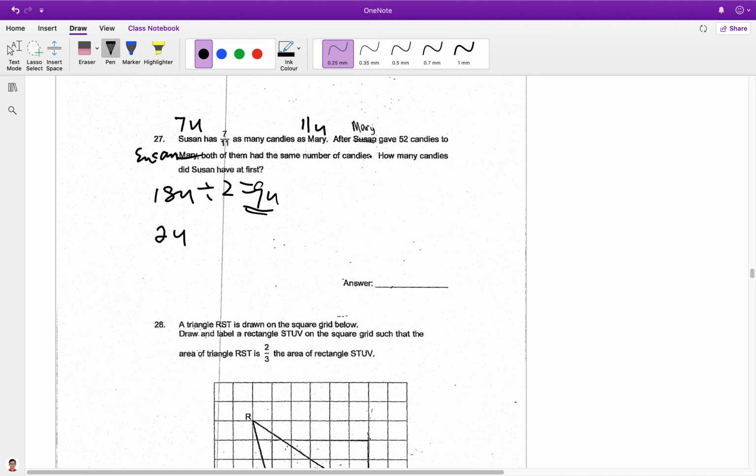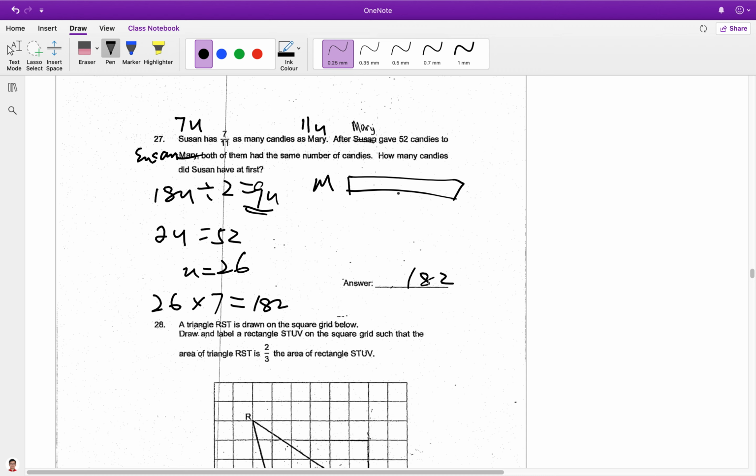So here 2U, the number given is 52, right? Then U is 26. So how many does Susan have at first? Well, Susan has 7U. 26 times 7, so it's 182, right? So this one can also be solved by drawing the models, right?